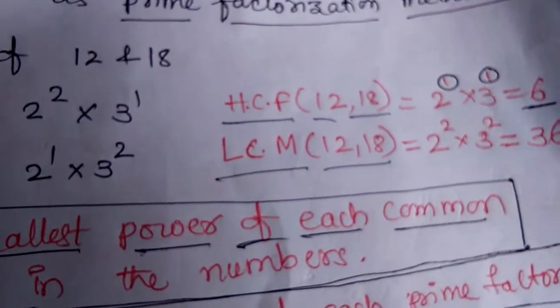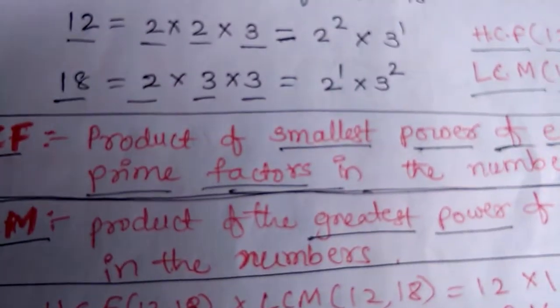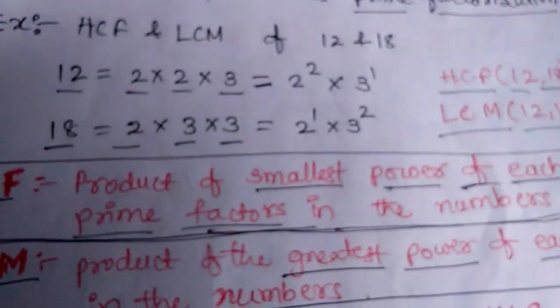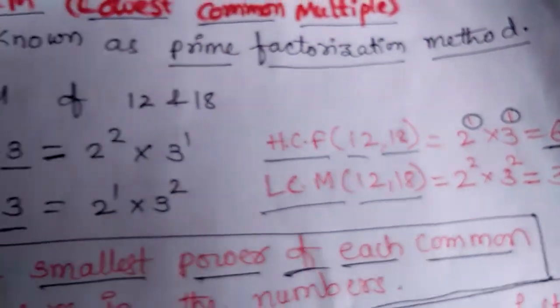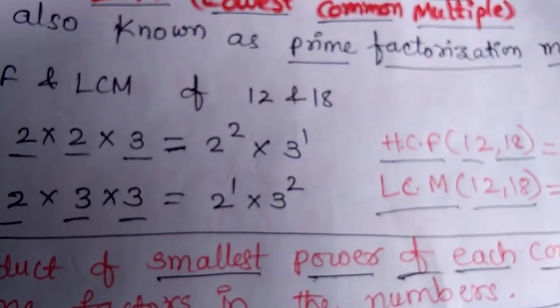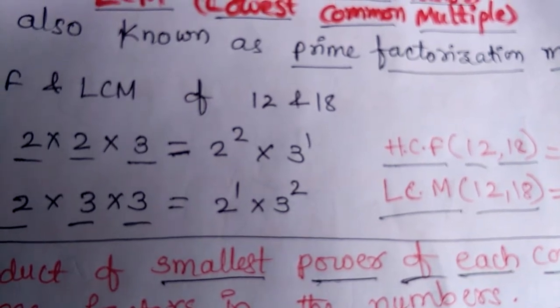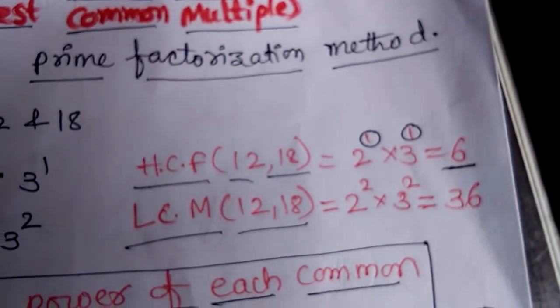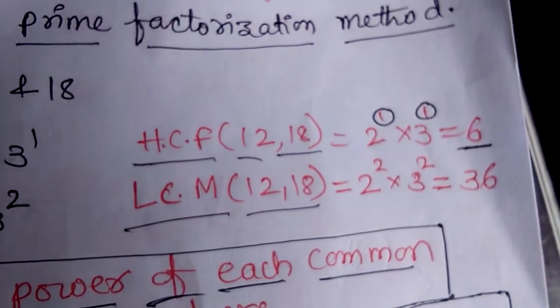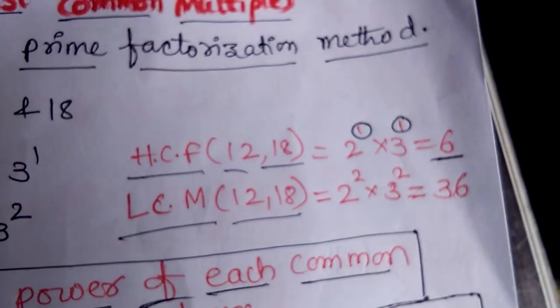Now to find the HCF, as I said, we have to consider the product of the smallest power of each common factor. So among 12 and 18, 2 power 2 and 2 power 1, what is the smallest one? 2 power 1. And among 3 power 1 and 3 square, 3 power 1 is smaller. So 2 power 1 into 3 power 1 will give 6 as the HCF.